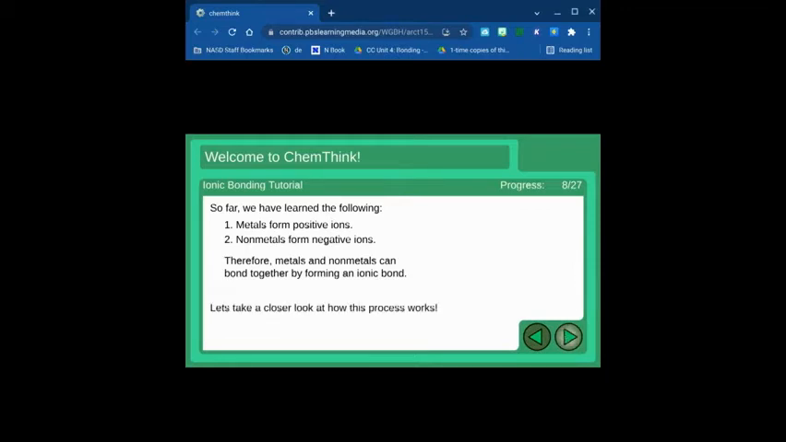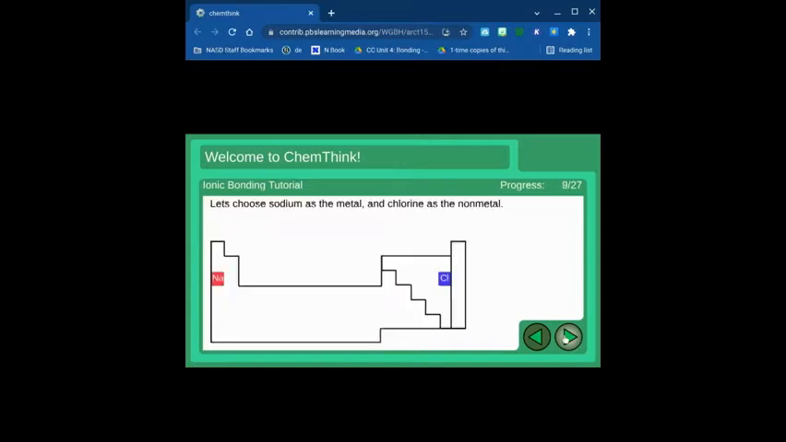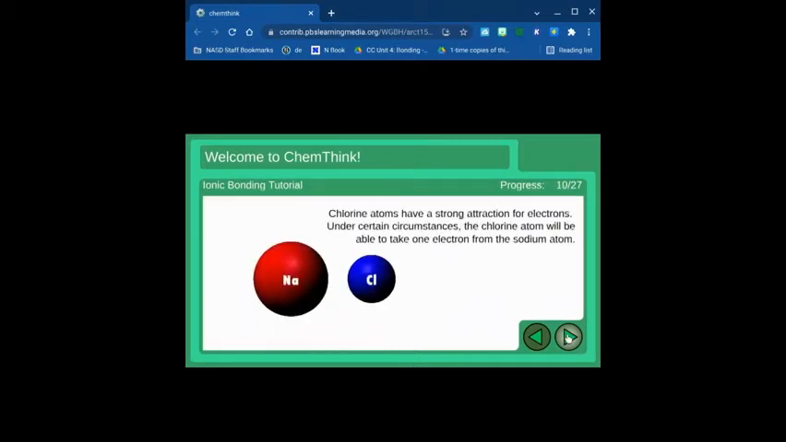Let's take a closer look at how this process works. Let's choose sodium as the metal and chlorine as the nonmetal. Answer your next question. Chlorine atoms have a strong attraction for electrons. Under certain circumstances, the chlorine atom will be able to take one electron from the sodium atom. An electron is ripped from the sodium atom, turning it into a positively charged sodium ion.